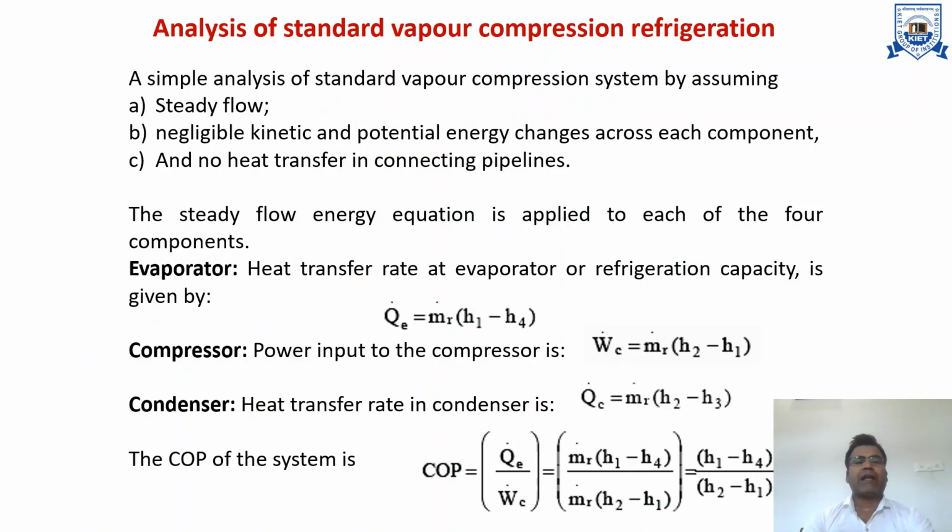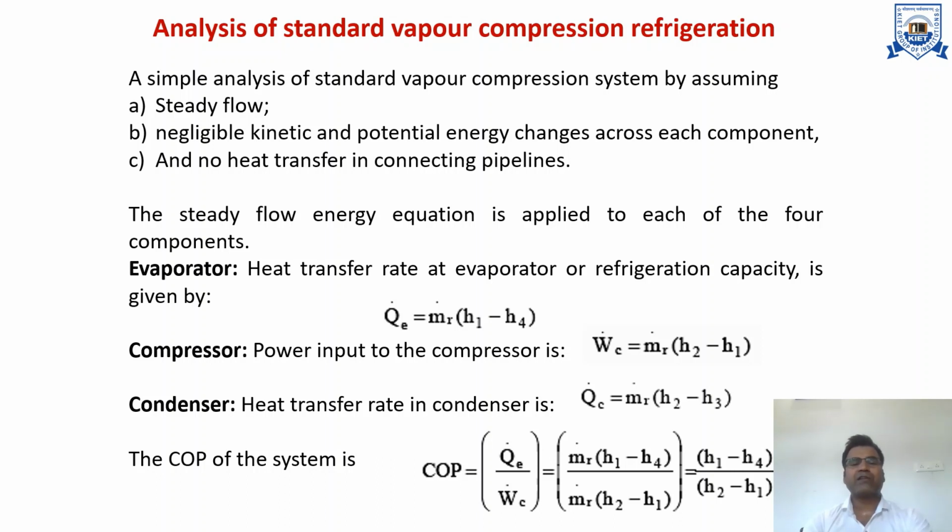Now the analysis of the standard vapor compression refrigeration system. A simple analysis of the standard vapor compression system is done by assuming steady flow, negligible kinetic and potential energy change across the components, and no heat transfer in the connecting pipeline. So these are the assumptions. For the evaporator, the heat transfer rate or refrigeration capacity is given by the mass flow rate of the refrigerant times the enthalpy change, that is H1 minus H4, where 1 and 4 are the respective points.